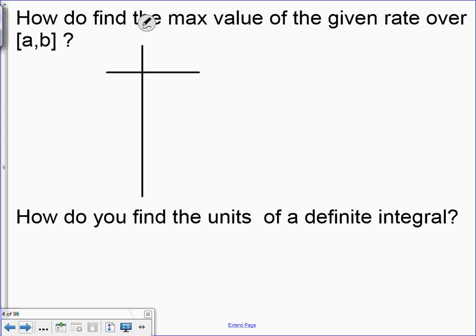Now, I threw this one in here. Not that it's a typical question. I have seen it, though. So you have either the one rate or the two rates, and they ask you to find the maximum value of the rate. How do you find the maximum value of anything over a closed interval? Yes, Gina?